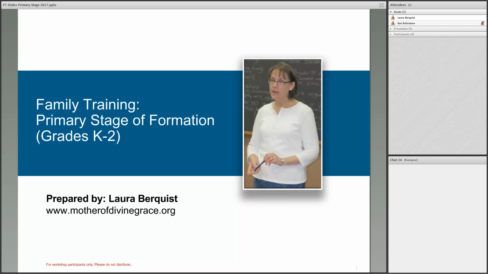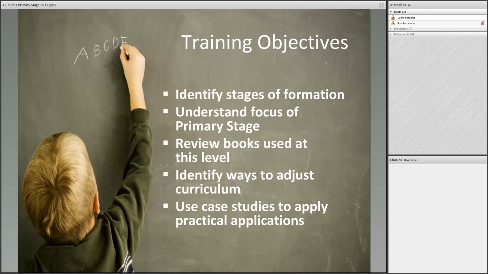Okay, ladies, let's start. What we're going to do today is talk about stages of formation. We're going to talk about this stage of formation in particular, the primary stage, which is kindergarten, first, second grade. We will review the books that we use in Mother of Divine Grace at these levels, and we will identify some ways to adjust curriculum, and I will just briefly mention some case studies.